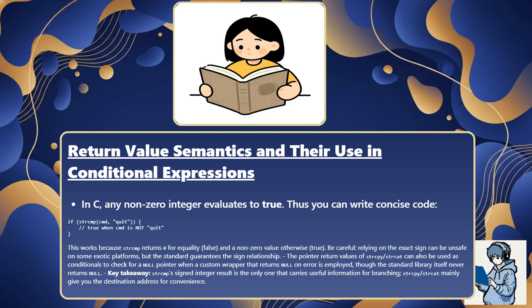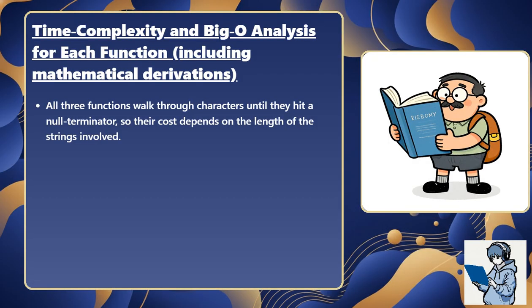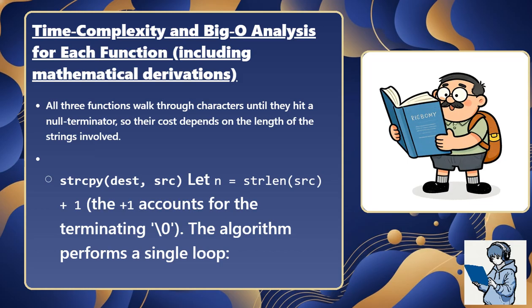Key takeaway: strcmp's signed integer result is the only one that carries useful information for branching. strcpy and strcat mainly give you the destination address for convenience. All three functions walk through characters until they hit a null terminator, so their cost depends on the length of the strings involved.